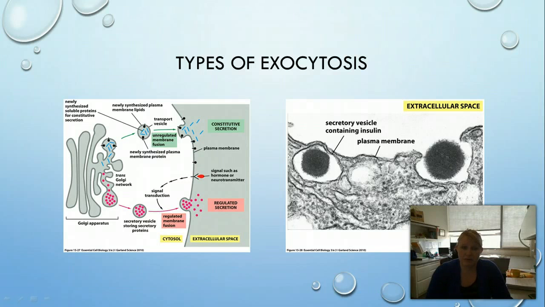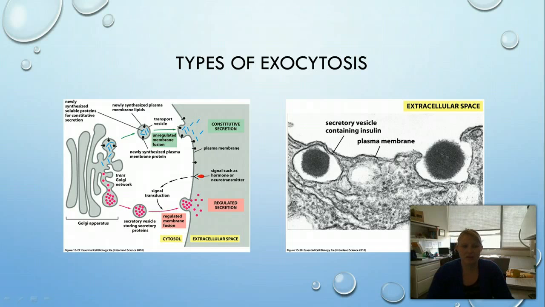There's the regulated membrane fusion, and this is where there's a signal that will indicate whether or not, or when these vesicles should be bound, fuse, and release. An example of that's insulin. We don't want to release it all the time. We're waiting for a signal of high glucose for that. There's also unregulated membrane fusion, where the transport vesicle will automatically go to the plasma membrane and will fuse and release.